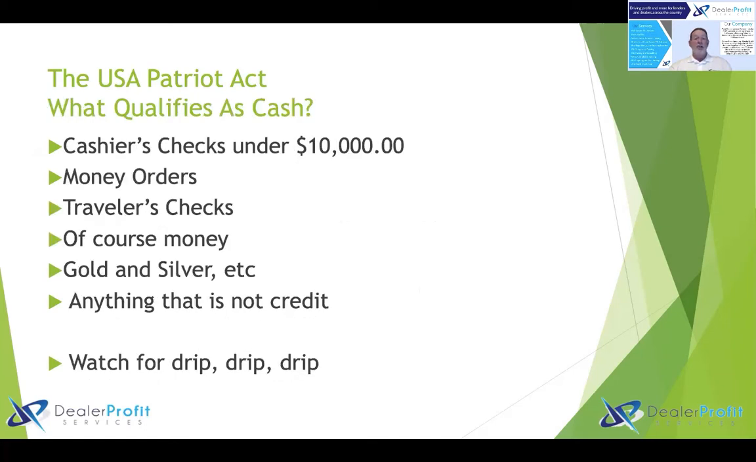So cashier's checks under $10,000 are cash. Money orders are cash. Traveler's checks are cash. Cash is cash. Gold and silver is cash. Frankly, anything that's not credit is cash. And what you have to watch for is that drip, drip, drip. The 2 or 3 or 4 related transactions, none of which are over $10,000, but which add up to an amount that is over $10,000.